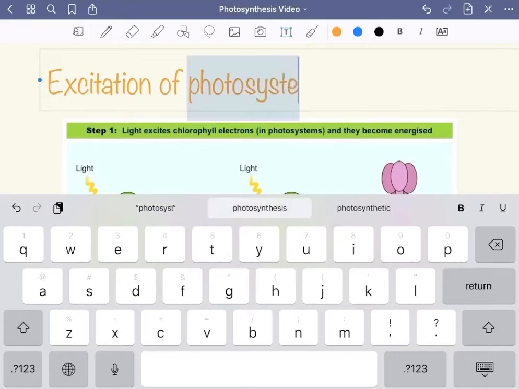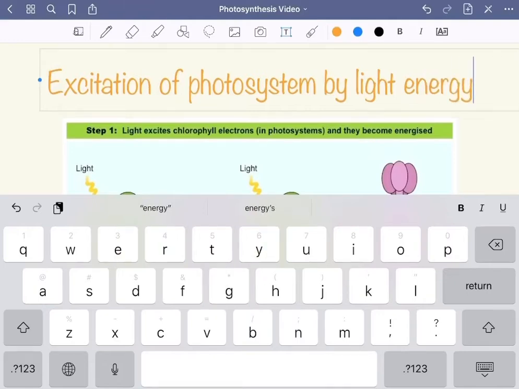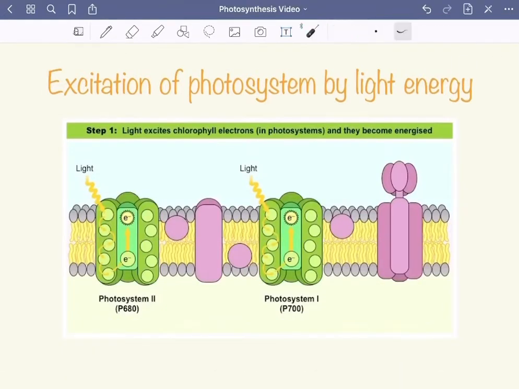Photosystems are groups of photosynthetic pigments, including chlorophyll, embedded within the thylakoid membrane. Photosystems are classed according to their maximal absorption wavelength. When a photosystem absorbs light energy, the localized electrons within the pigments become energized or excited. These excited electrons are transferred to carrier molecules within the thylakoid membrane.